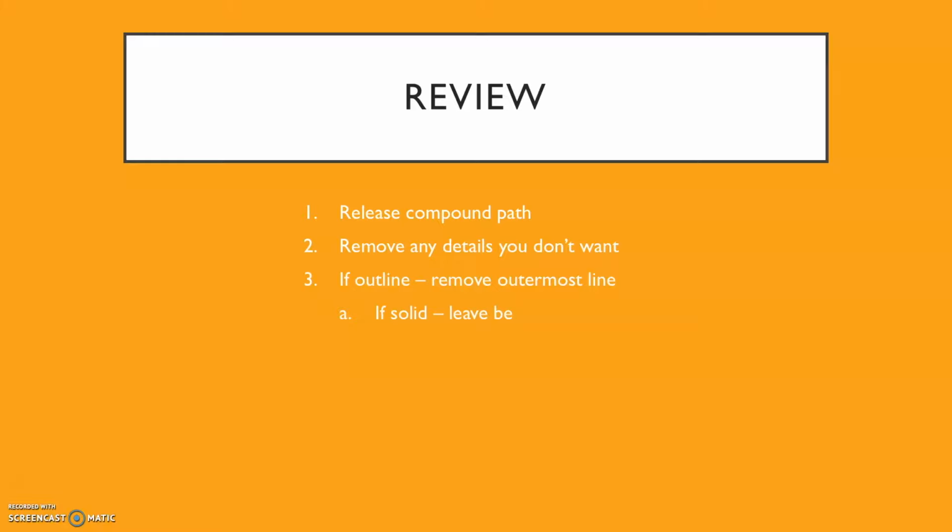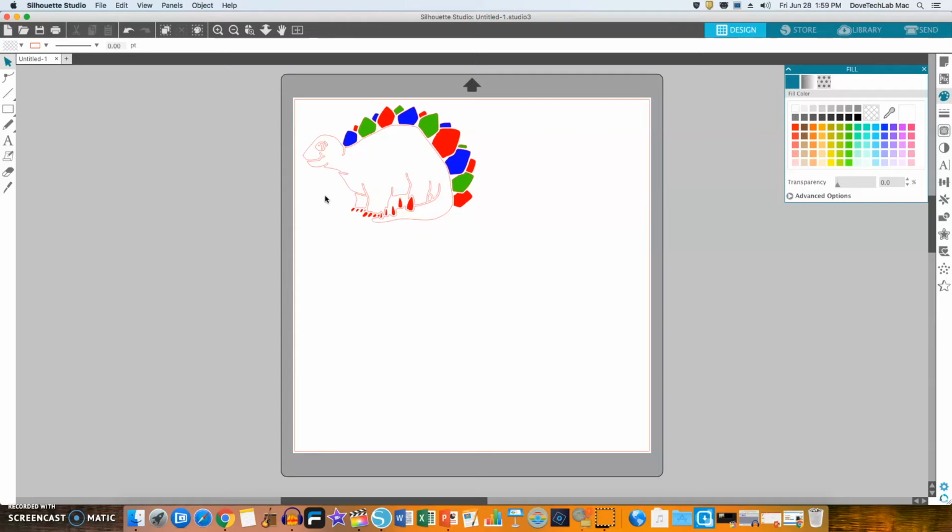So a quick recap, you'll release the compound path on your design, remove any lines you don't want, delete the outermost line if you have an outline that you want to be filled in, and change the colors within the design to reflect which sections you plan to cut out of which colors. Lastly, now that you've released your compound path, you're left with shapes that move separately rather than as one like it did when it was all one compound path. To make the design move as one whole piece again, draw a box around the whole design, right-click, and choose Group. Do not choose to make a compound path.